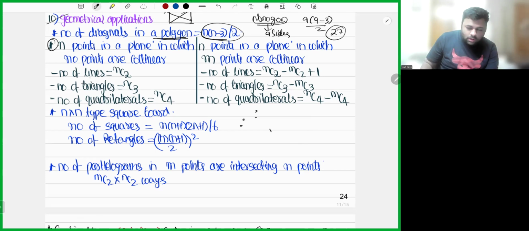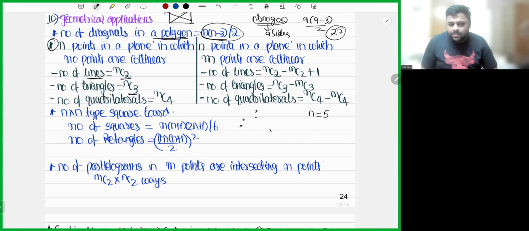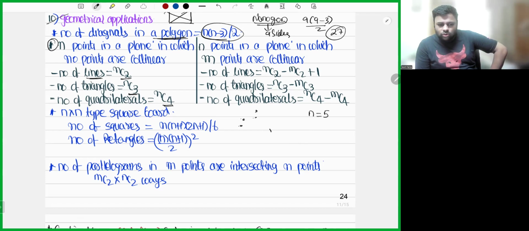How many points do you require to make a line? You require 2 points to make a line. So 1, 2, 3, 4, 5 points are there. If I require 2 points to make a line, it is NC2. How many triangles are possible? How many points are required to make a triangle? NC3. How many points are required to make a quadrilateral? NC4. So n points in a plane in which no points are collinear, number of lines are NC2, number of triangles are NC3, number of quadrilaterals are NC4.